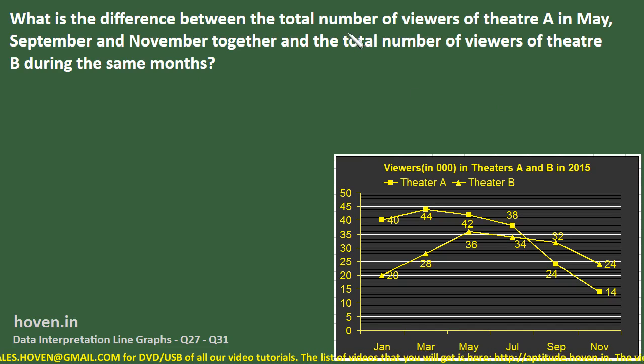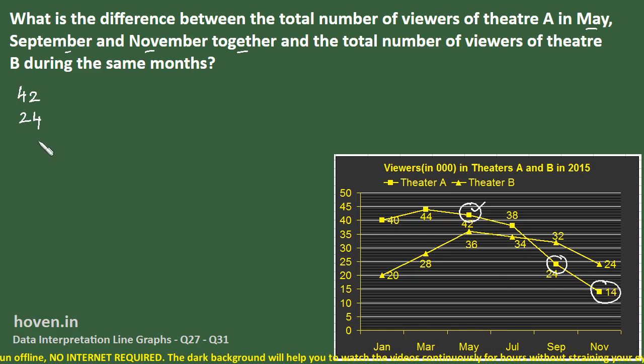What is the difference between the total number of viewers of theater A in May, September and November together? First of all, let us add them together. May, it is 42. Then you have to go to September, come along this one, 24, and then you have to go to November, which is 14. So this is 10, 1, 5, 7, 80 for the theater A.